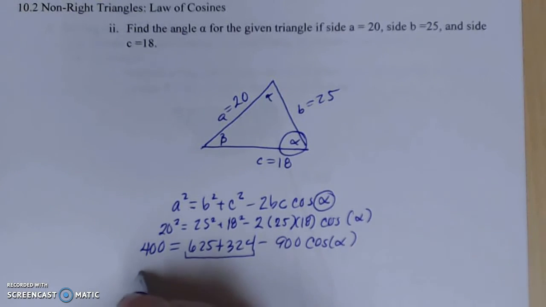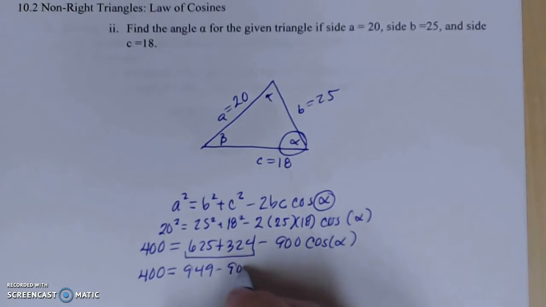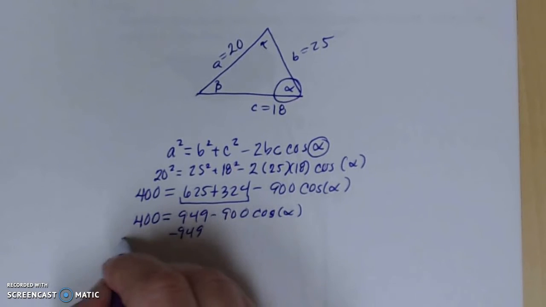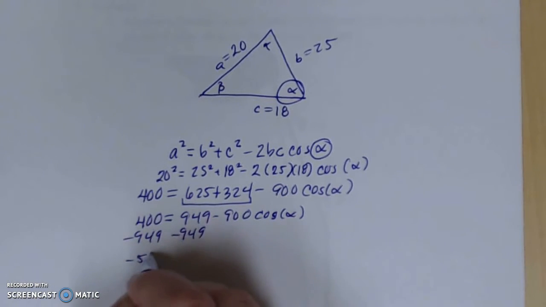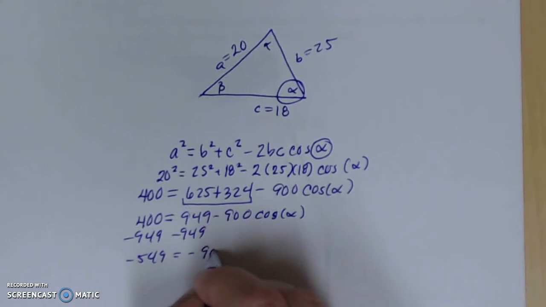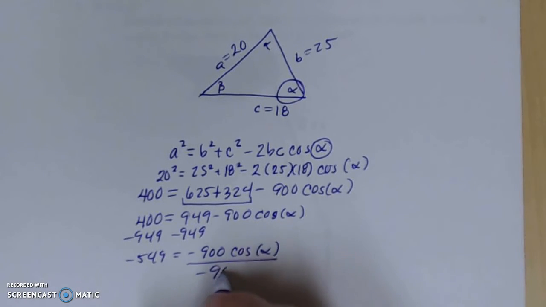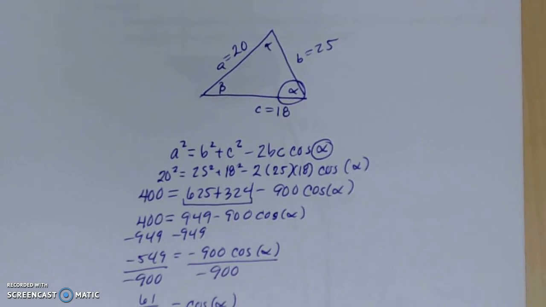So I'm going to combine these two together. And so this gives me 949 minus 900 cosine of alpha. Do not subtract these because that needs to be multiplied by cosine first. So I'm going to subtract the 949 over. This gives me negative 549 equal to negative 900 cosine of alpha. I'm going to divide by negative 900. So that gives me 61 over 100 equal to cosine of alpha.